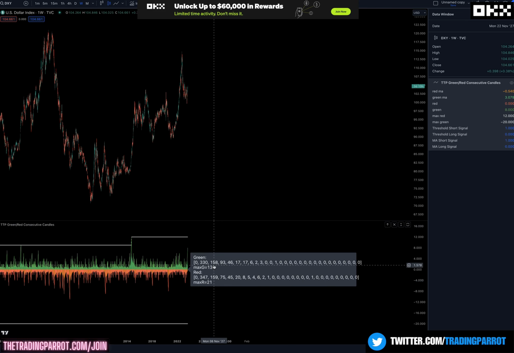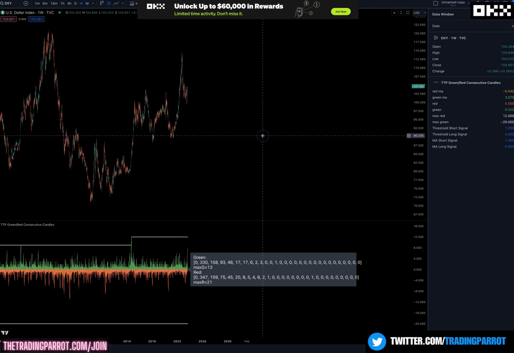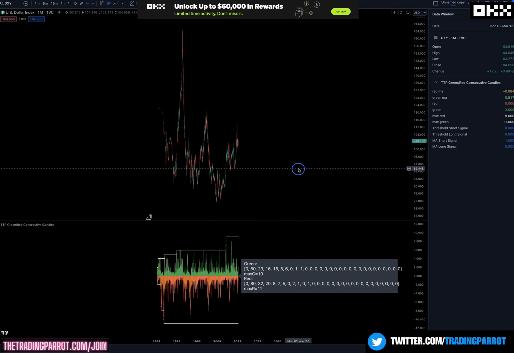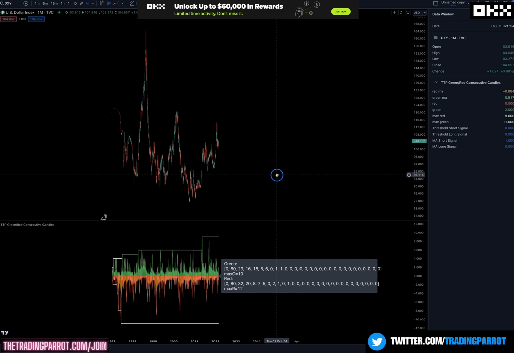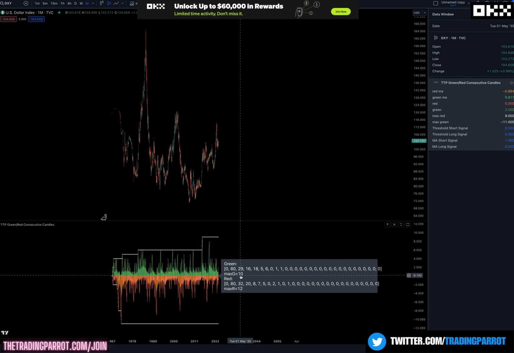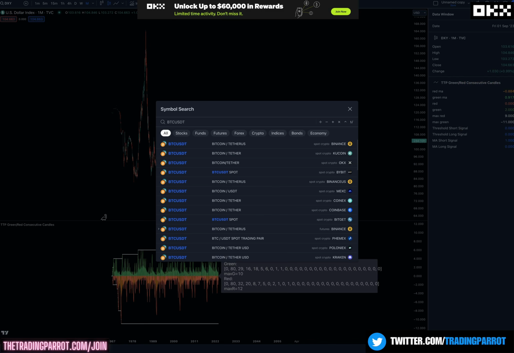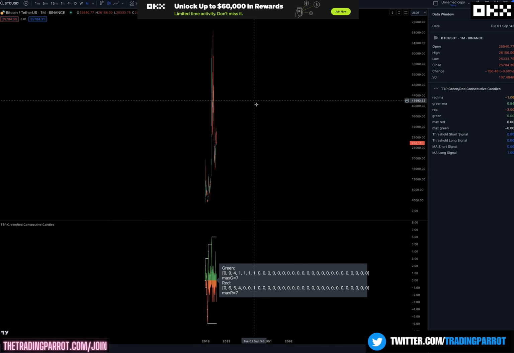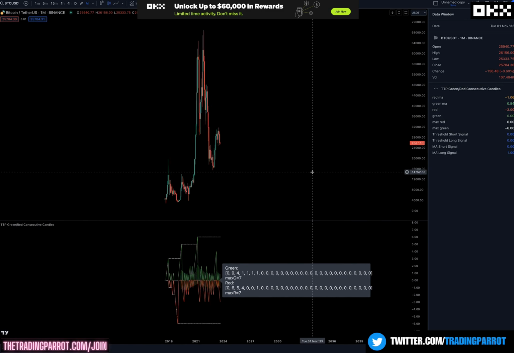The maximums are shown there. So for green it is 13 candles, for red it is 21. And if you change the time frame, like for example here we have the DXY in the monthly, we can see no more than 10 months in green and no more than 12 months in red. Of course, we can look into any other asset. Here we have Bitcoin in the monthly.